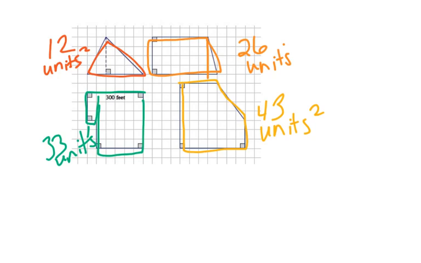So now we have all of those together. When we add those together, we end up with a total of 114 units squared. Now we don't measure land in units. We're trying to do this in square feet.